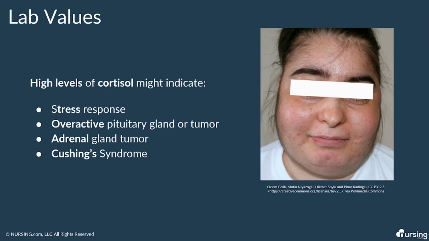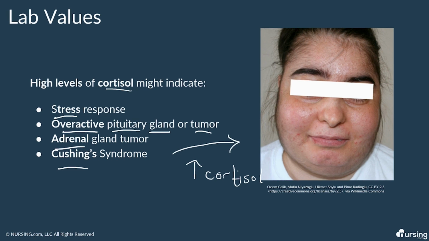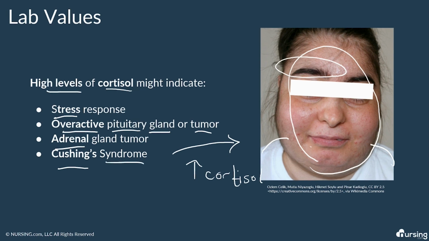When lab values are high for cortisol, it either means that there's been a trigger to the stress response. It could be an overactive pituitary gland or tumor that's telling the adrenal glands to produce more cortisol. It could be a tumor of the adrenal gland itself or Cushing's syndrome. This individual in this picture is having those classic symptoms of Cushing's syndrome. There's extra hair growth, the moon face that can form, and even that little hump on the back, the buffalo hump. So when lab values are high, you might see someone with these characteristics.